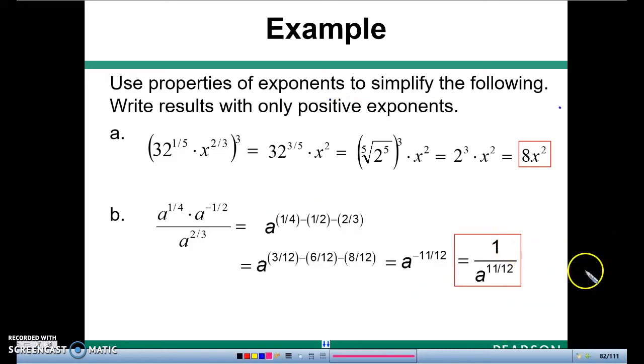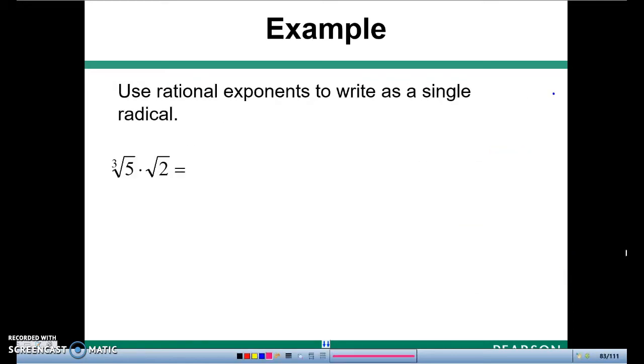There's our answer. Okay, use rational exponents to write as a single radical. All right, the cube root of 5 is 5 to the 1/3 power, and the square root of 2 is 2 to the 1/2 power.